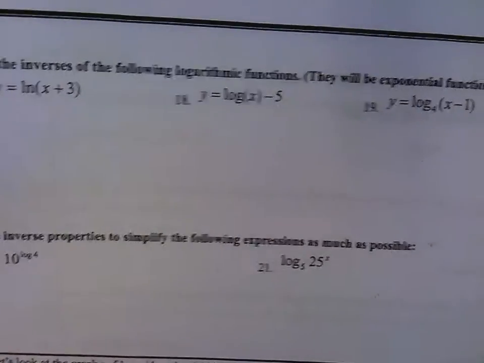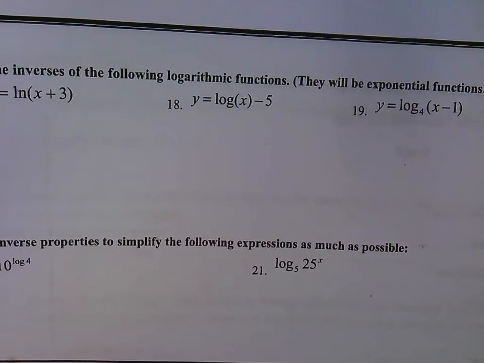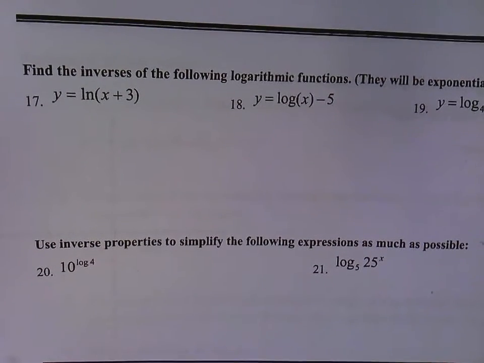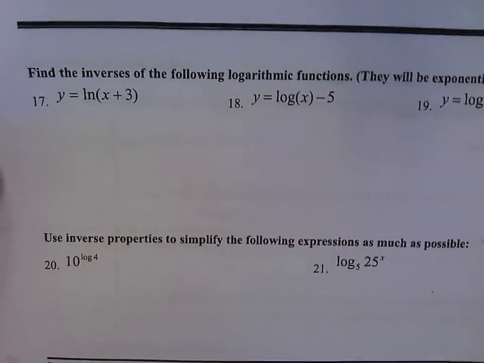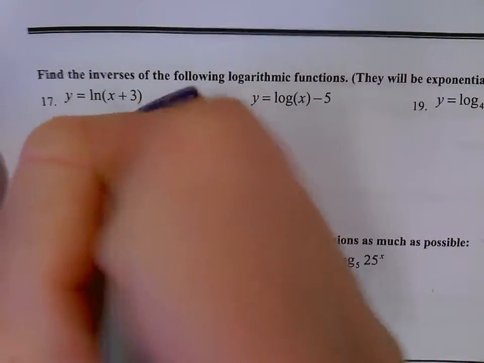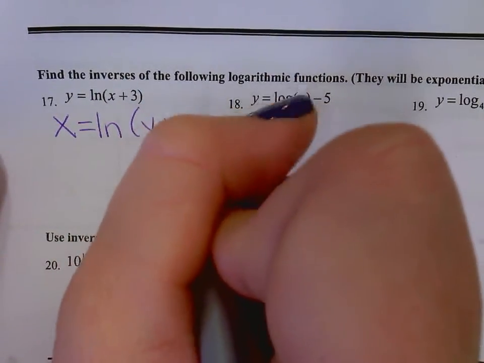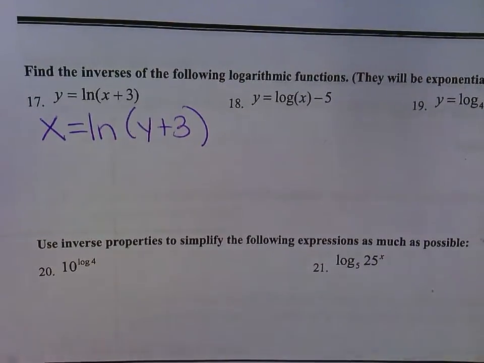All right, last couple before lunch. This time we're finding inverses in the opposite direction. We're starting with logs. Our answer is going to end up in exponential form. It should feel easier this time. I think it's easier to go from logs to exponents. So your first step is x equals natural log of y plus 3. So all I did was switch x and y.